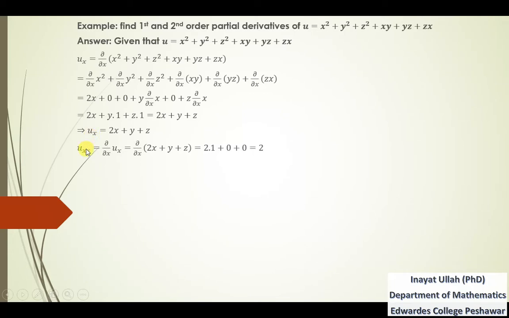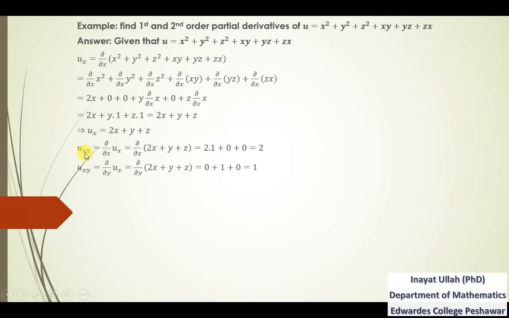The second order partial derivative of u with respect to x will be denoted by uxx. That is the partial derivative of ux again, and ux is 2x plus y plus z. Now the derivative of 2x plus y plus z with respect to x is 2 into 1. Y is constant, so the derivative of y is 0, and z is again 0, so that is 2 into 1, which is 2. So that is the second order partial derivative of u with respect to x.